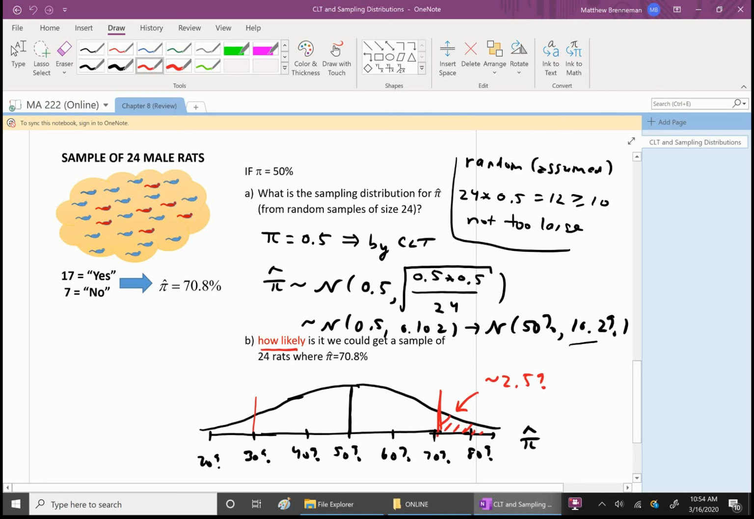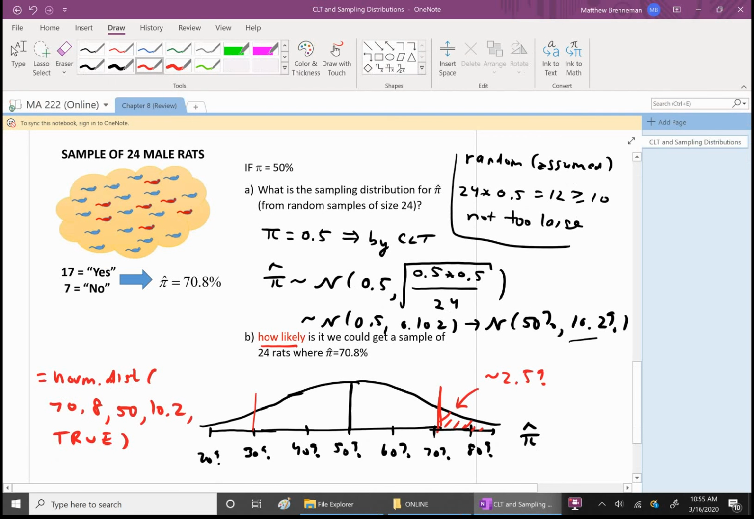And if I wanted to get the exact number, what would I do? Well, I would use norm.inv, right? I'm sorry, I would use norm.dist. So I would say norm.dist 70.8, 50, 10.2, true, and get my answer. And let's go ahead and do that. Okay, let's make sure this isn't a figment of my crazed imagination.